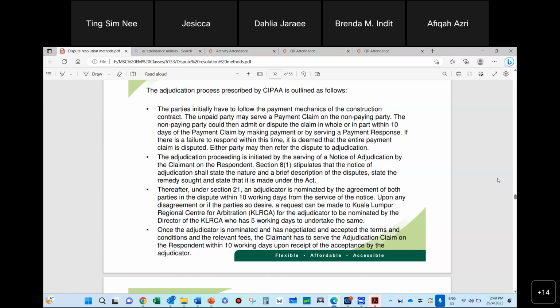Okay, Jessica, did this answer your questions? So even though it's not stated in the contract, it's all here. I mean, the procedures are there. You can refer to the Act and state that you are actually disputing under the Act. You're making this dispute under CIPA.